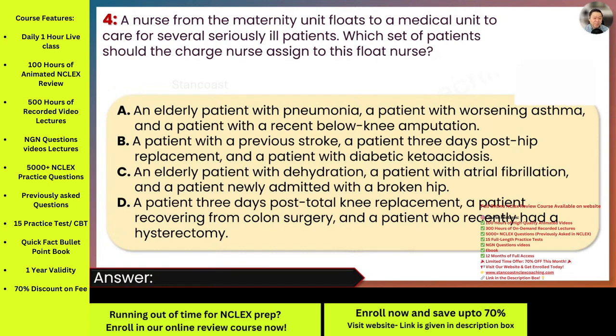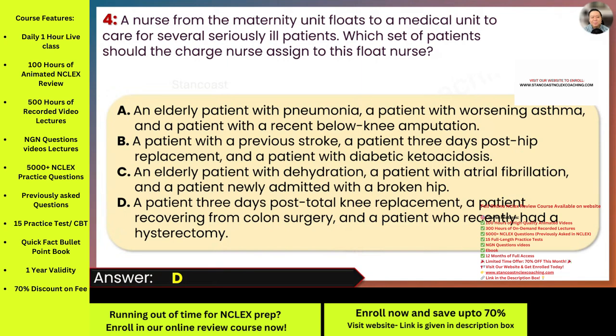The best answer here is, before we go do that, this question is basically testing your ability to match the right nurse with the right patients. Especially in this type of case scenario wherein there is a float nurse coming from a maternity unit, they should be assigned patients within their scope of practice and also their comfort zone in order to ensure safe and competent care. And that is why the correct answer here is letter D.